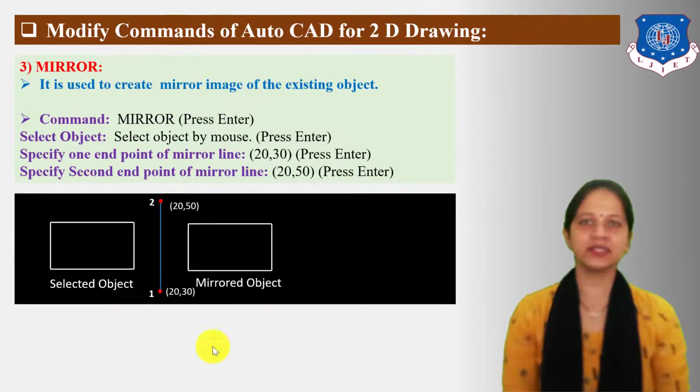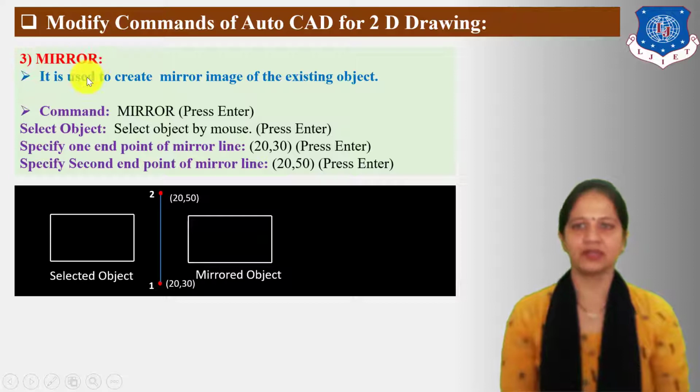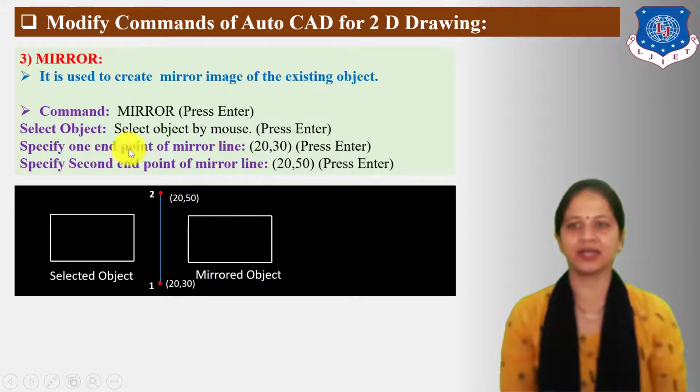Next, let us understand the mirror command. It is used to create a mirror image of the existing object. The command for mirror is mirror. So type mirror in the command area, then press the enter key. The next statement displayed in the command area is select objects. So select the object by mouse, then press enter.